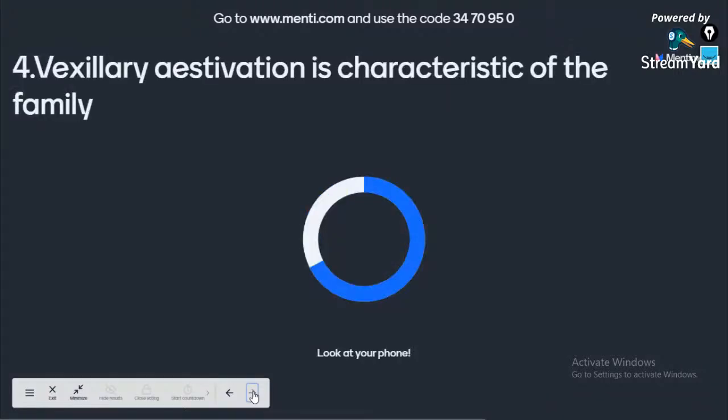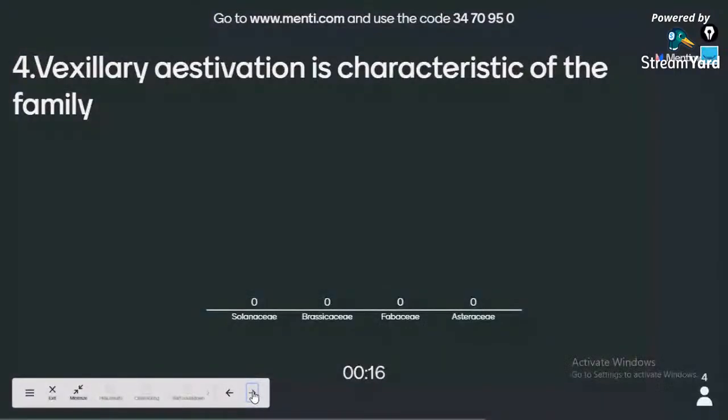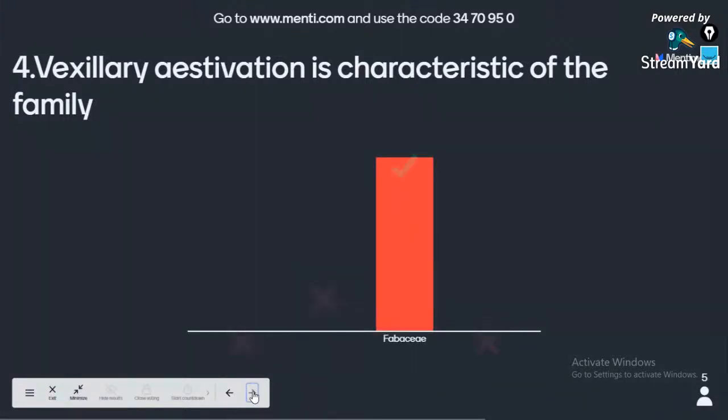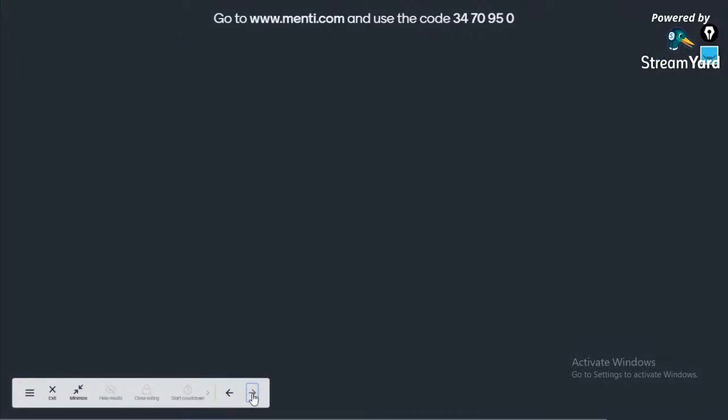Vexillary aestivation is the characteristic of the family: Solanaceae, Brassicaceae, Fabaceae, Asteraceae. I already told you vexillary aestivation is seen in Fabaceae. Yes, guys, it is Fabaceae, it is not Brassicaceae. Last and the final question on the screen.